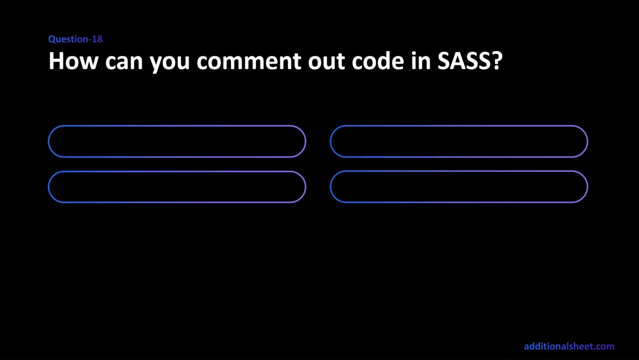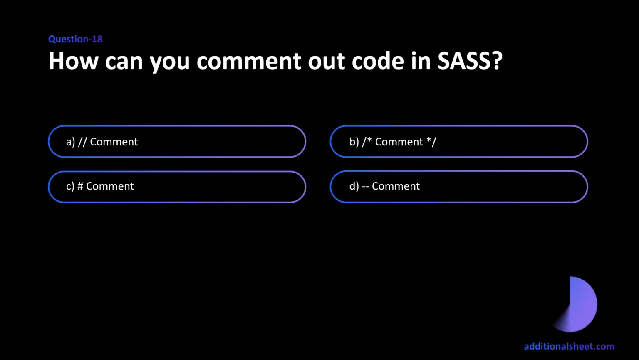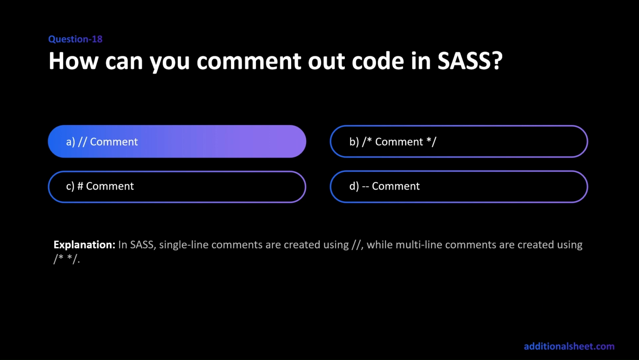Q18. How can you comment out code in SAS? Options are: A. // comment. B. / comment. C. hashtag comment. And D. comment. Correct answer is option A. In SAS, single-line comments are created using // while multi-line comments are created using /**.